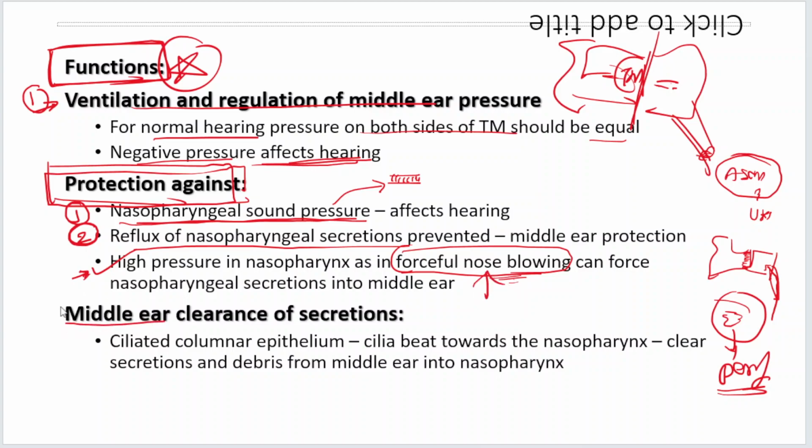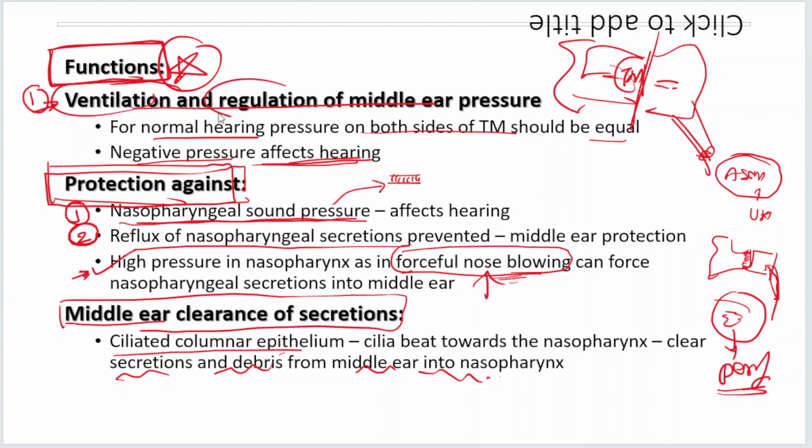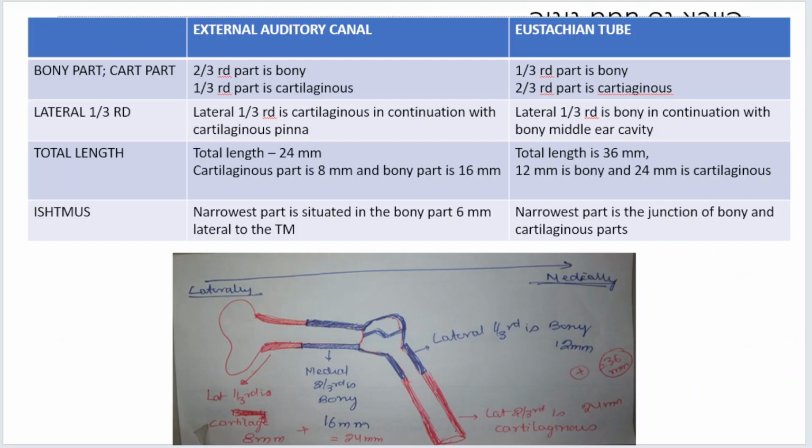What is the third one? Middle ear clearance of secretions. Okay, this is understood. The entire Eustachian tube is lined by ciliated columnar epithelium. The cilia beat outwards towards the nasopharynx, thus helping in clearing the secretions and debris from the middle ear into the nasopharynx. So what is the first function? Ventilation and regulation of middle ear pressure. Second one is protection against nasopharyngeal sound pressure and reflux of nasopharyngeal secretion. And third one is middle ear clearance of secretion. So these are the functions of the Eustachian tube.